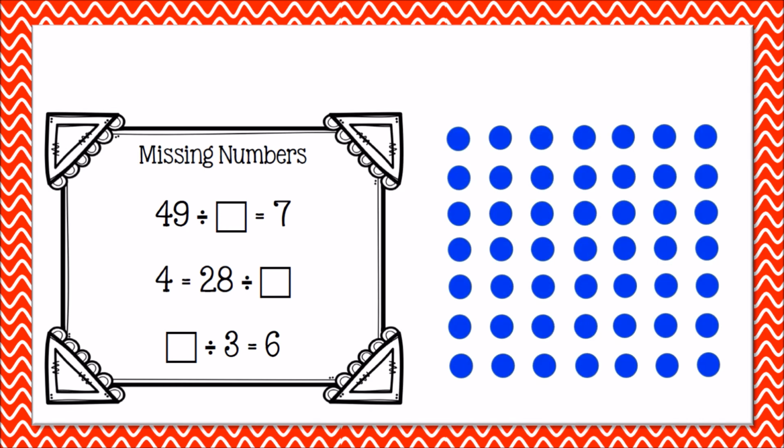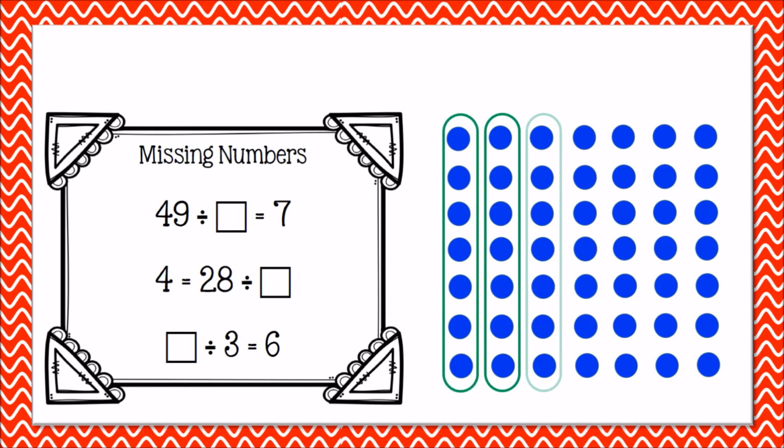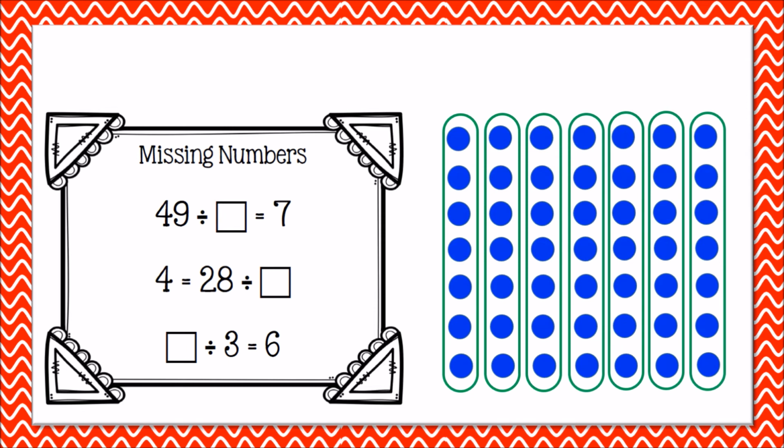Now, I know I need to divide this into equal groups, but yikes, I don't know how many equal groups. 49 divided by some amount gives me 7 in each group. Well, let me go ahead and just put 7 in each group and see how many groups I get. Okay, so I have my groups of 7. Oh, well look, I have 1, 2, 3, 4, 5, 6, 7. I ended up having 7 groups of 7. So that tells me 49 divided by 7 will give me 7.